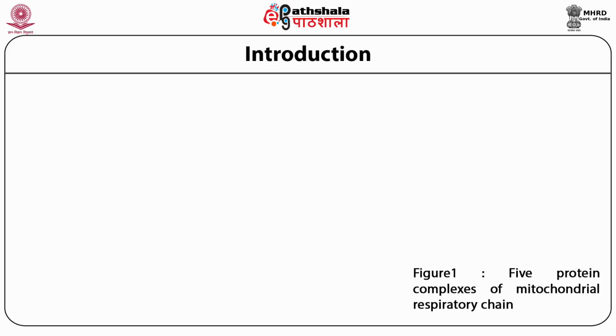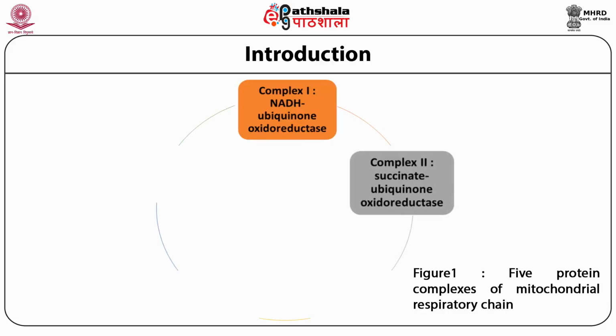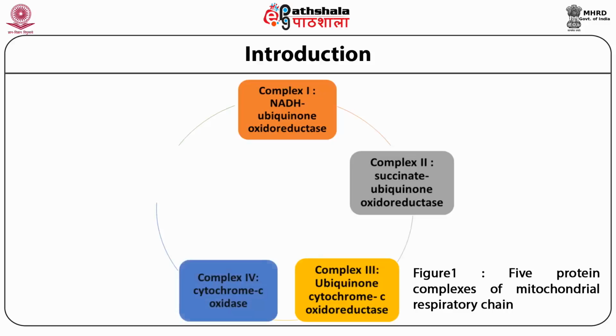There are 5 protein complexes of the mitochondrial respiratory chain. Complex 1 includes the NADH ubiquinone oxidoreductase. Complex 2 includes the succinate ubiquinone reductase. Complex 3 is ubiquinone cytochrome C oxidoreductase. Complex 4 is cytochrome C oxidase, and complex 5 plays a crucial role in ATP synthesis, that is ATP synthase.